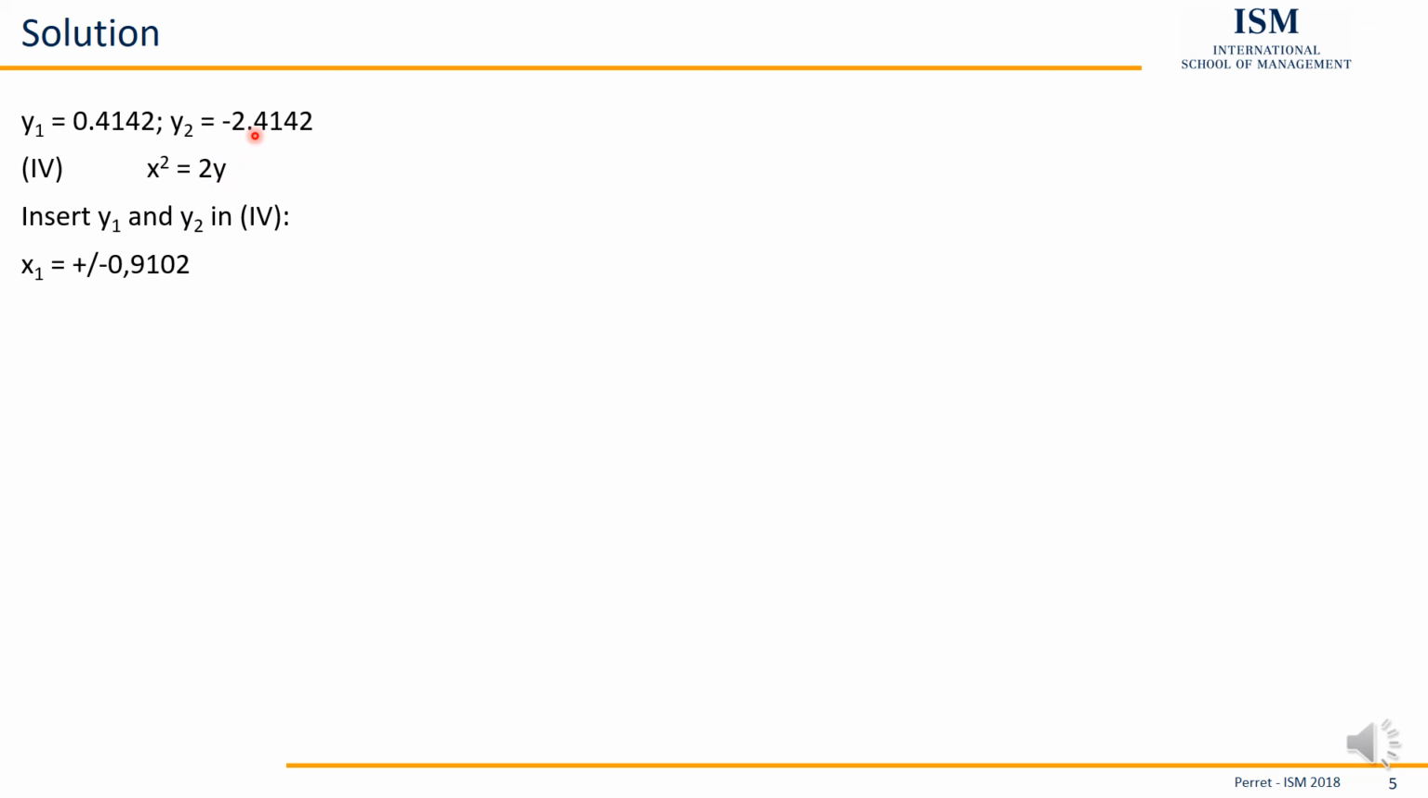If, however, we insert the second y value, we get x squared equal to minus 4.8284. Since this is negative and the square can never become negative, not in real numbers, this equation is not solvable, so we do not get any solution for the second y. So we only have the two solutions from the slide before, and the two solutions here, giving us a total of 4 solutions to this problem.